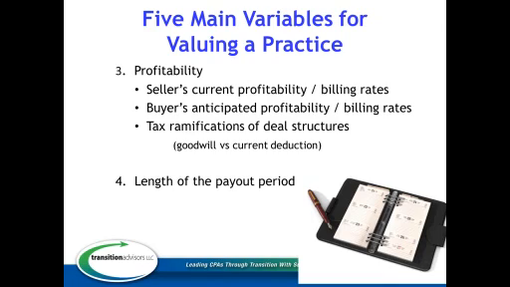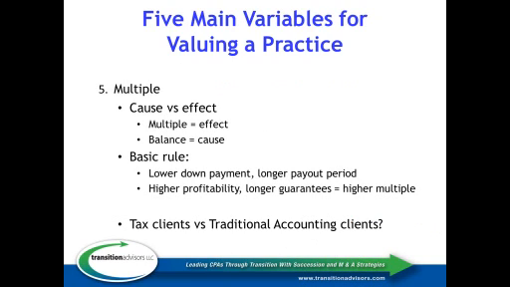So of the five variables, the first one is cash up front, if any. The second one is the duration of the retention period that adjusts the purchase price based on client retention. The third one is the profitability of the deal for the successor firm. The fourth one is the duration of the payout period on the balance due. And the fifth one is the multiple, because the multiple is the effect. Everything else was the cause.